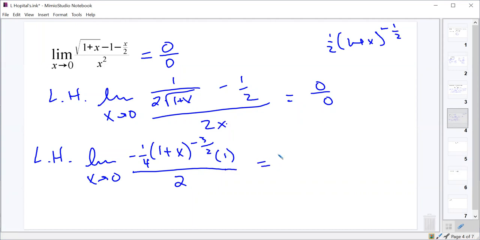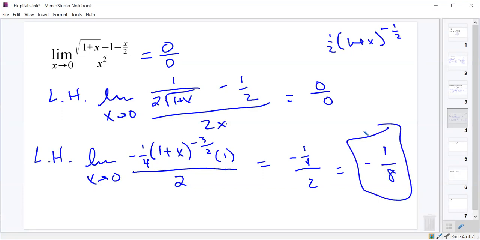And plug in the 0, and what do you get? Negative 1/8. Yep, you get negative 1/4 over the 2, which is negative 1/8. Any questions on that?